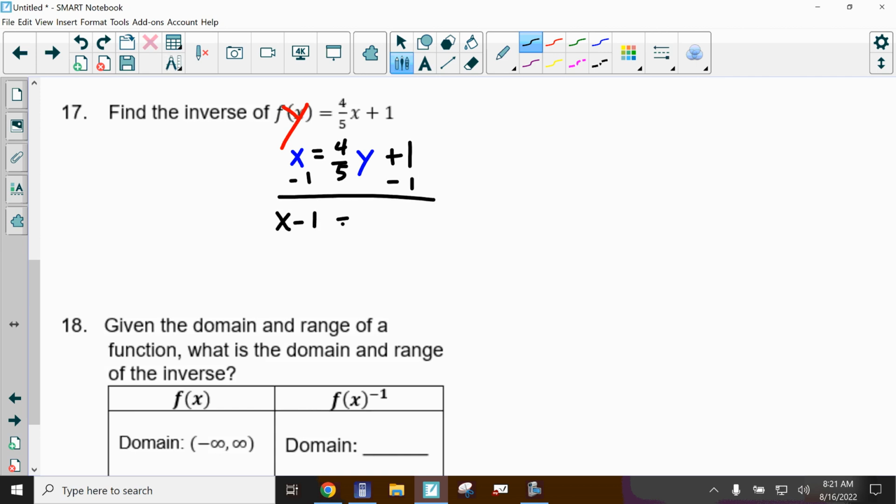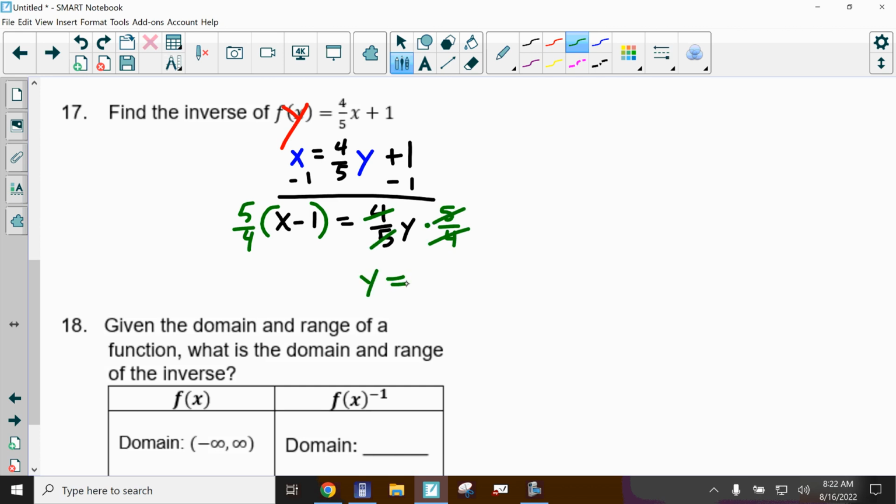This is x minus 1 equals 4 over 5y. And then I'm just going to get rid of the 4/5. There's an easy way to do it. You just have to multiply by the reciprocal. So you multiply by 5 over 4, and then you have to make sure to do it to the entire other side. So you've got to put it in parentheses. 5 over 4. I cancel that, I cancel that.